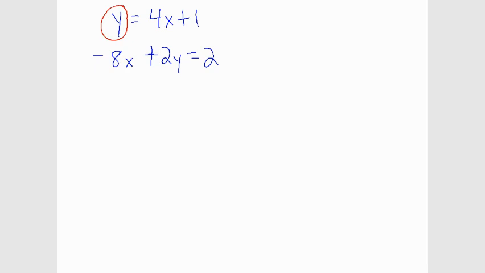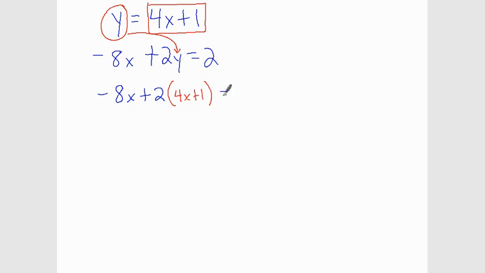We can take this and plug it in for y here. So I'm going to go ahead and rewrite this equation, negative 8x plus 2, but instead of writing y, I'm going to write this part right here, 4x plus 1. This is what substitution is. Substitution is removing something and replacing it with something else that is of equal value. All right, now we just need to do a little algebra.